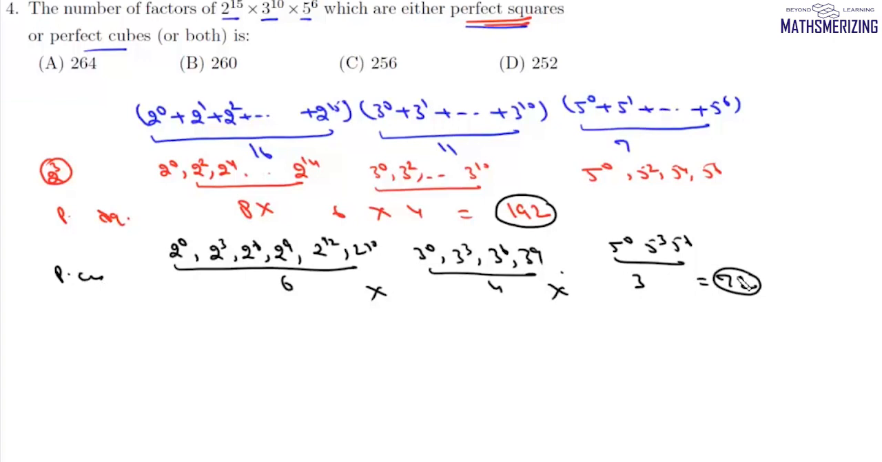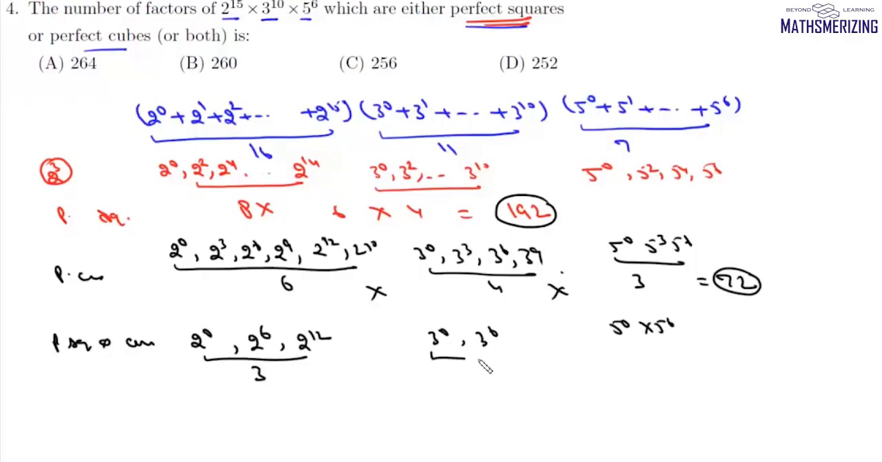Now we need to subtract all those numbers which are both perfect squares as well as perfect cubes because they are counted twice. So we need to remove all those numbers which are perfect squares and perfect cubes. For that we must have powers of 6. So for 2 it will be 2 to the power 0, 2 to the power 6, 2 to the power 12. For 3 it will be 3 to the power 0, 3 to the power 6, and then for 5 it will be 5 to the power 0 and 5 to the power 6. So we have 3 such numbers, then 2 here and then 2 here. So it will be 12.